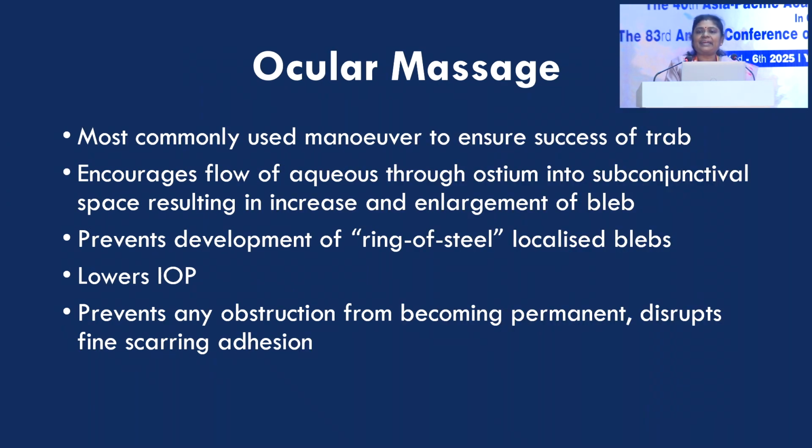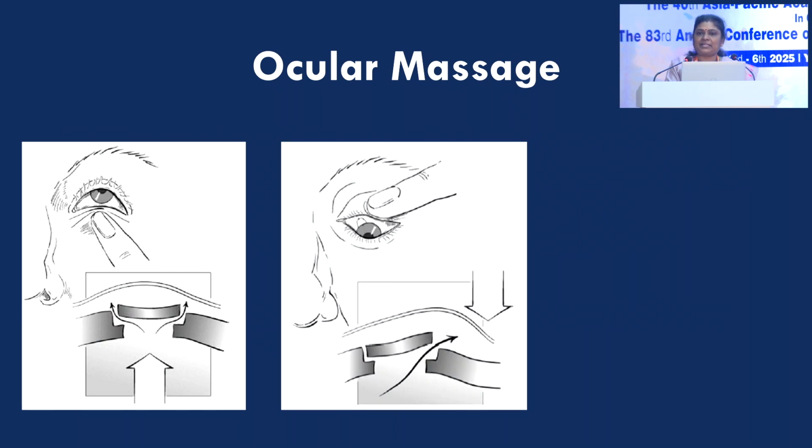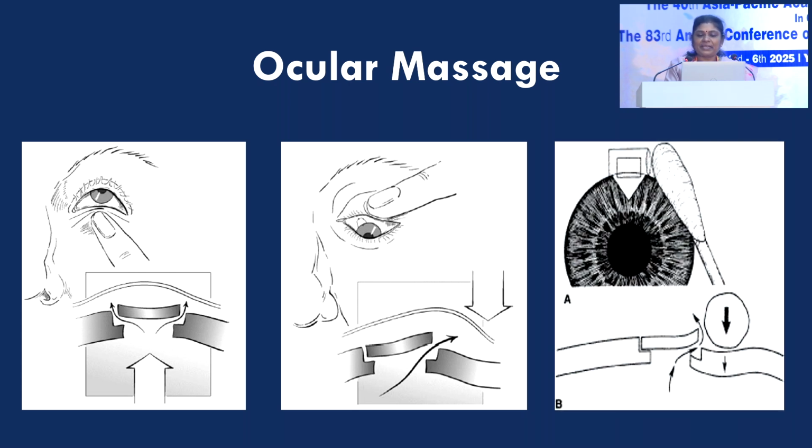The next very useful tip is to do an ocular massage, a digital massage. It can be done either through the lower lid or through the upper lid. When we do it through the upper lid, we should make sure we are pressing well behind the flap area, so that the pressure we give pushes the aqueous to open the scleral flap and the bleb will form. We have to remember that the initial conjunctival apposition after the trabeculectomy has to be really watertight.